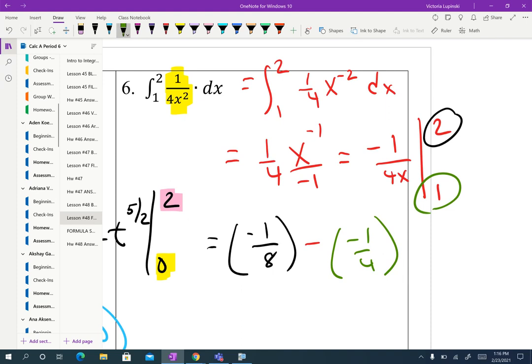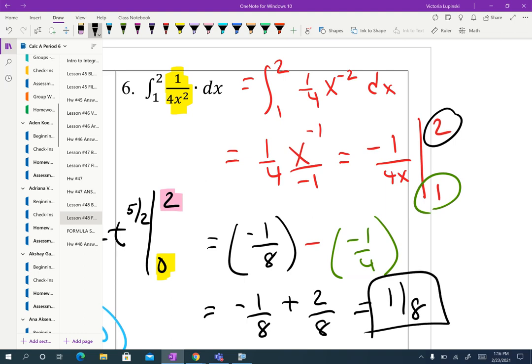If you want to go ahead and do it fraction style, you're going to go ahead and find a common denominator. So this is going to give you -1/8, and then minus a minus becomes a plus, and you would go ahead and write that as 2/8. So -1/8 plus 2/8 would give you +1/8 for your final answer. And if you made it 0.125, again, that would be perfectly fine.